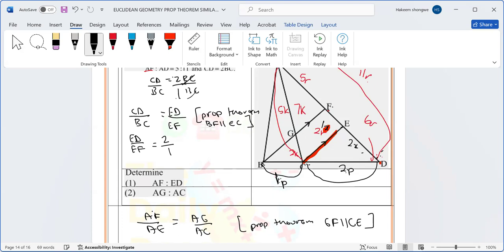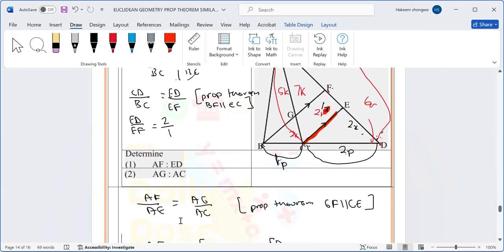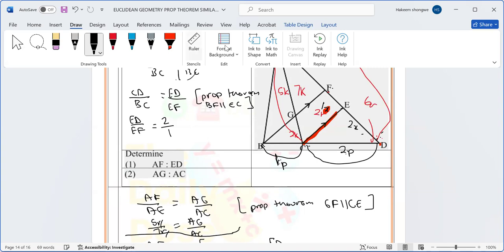But now we know what this AF is. AF is 5R. This is 5R all over 7R, which is going to be equal to AG is to AC. R and R, they divide each other out. And then this is going to be our final answer.